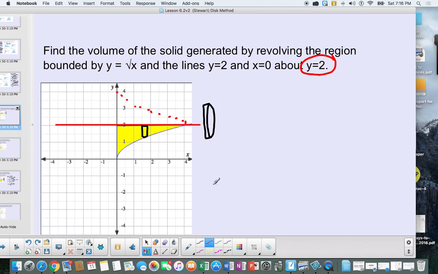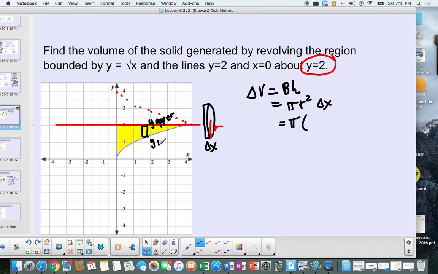And my radius will be right here. That'll be my radius. So a little piece of volume will be equal to the area of the base times the height, which is pi r squared, and my height will be a delta x. Now the radius will be right here, so this is going to be the y of the upper, and right here will be y of the lower. The y of the upper is always the number 2, and the y of the lower is root x, quantity squared, delta x.